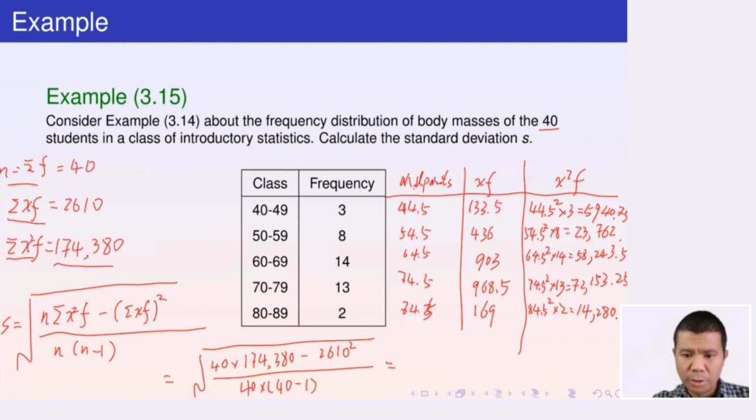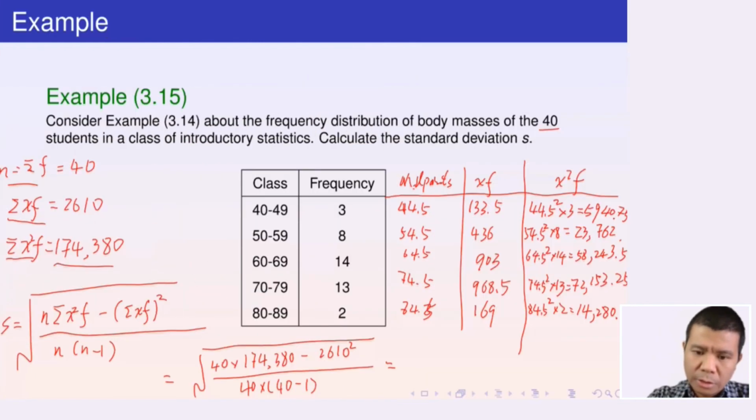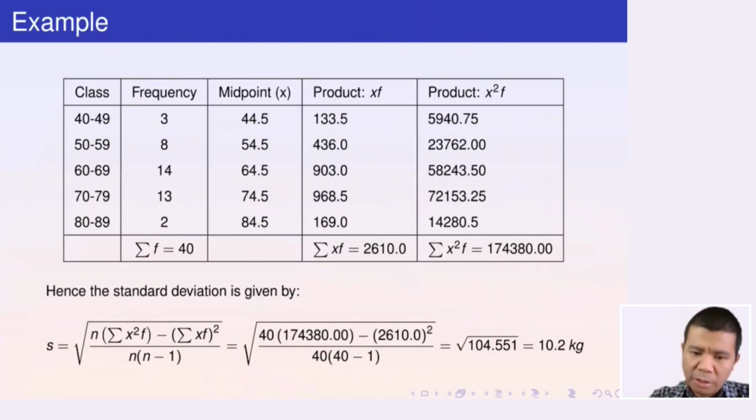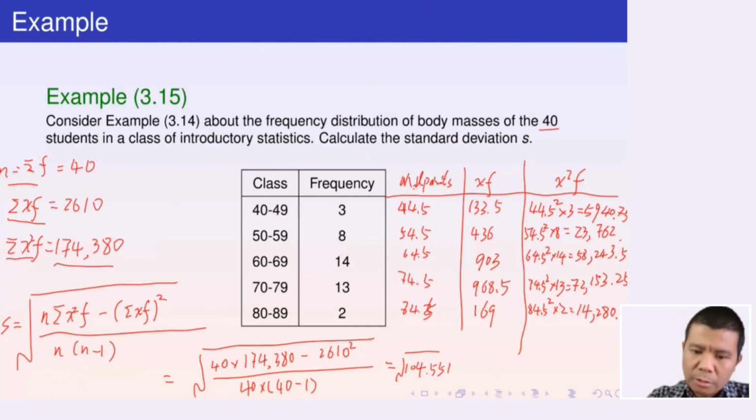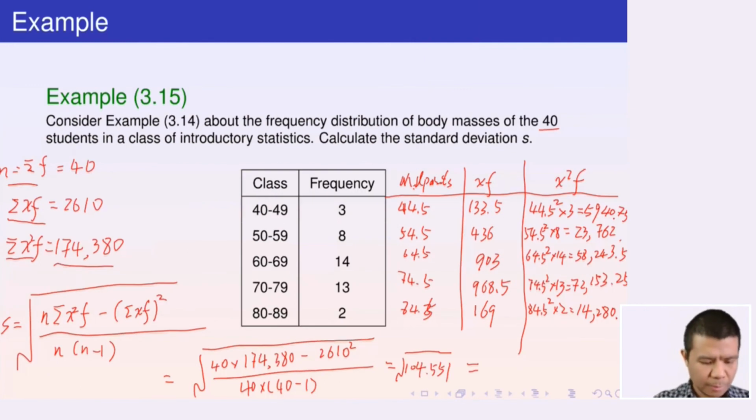So what did you find? This one equals the square root of 104.551. Take the square root of that. I got 10.225. Then you round to one decimal place, it's 10.2.